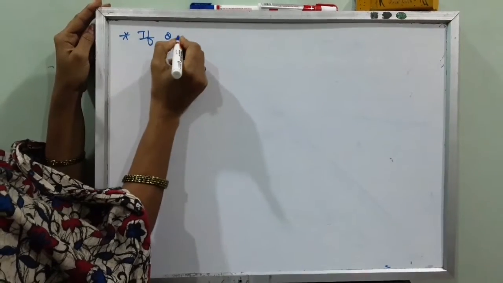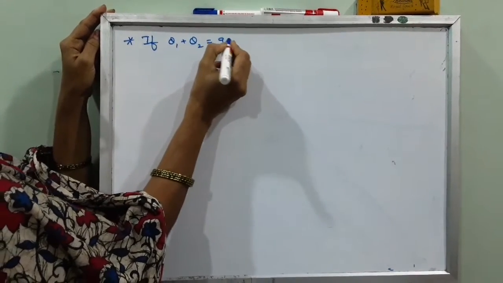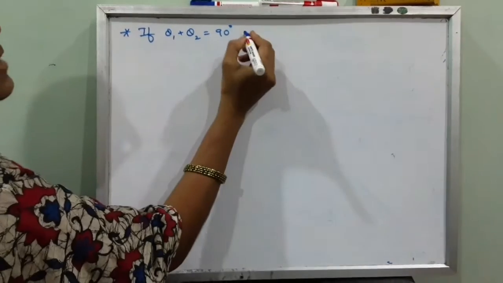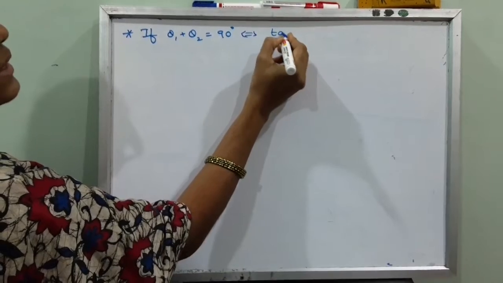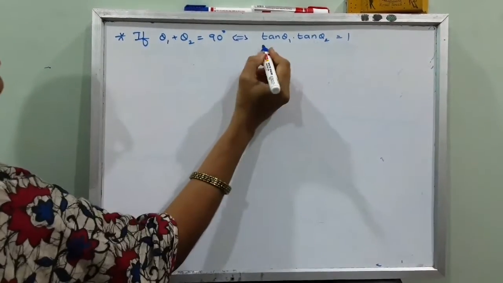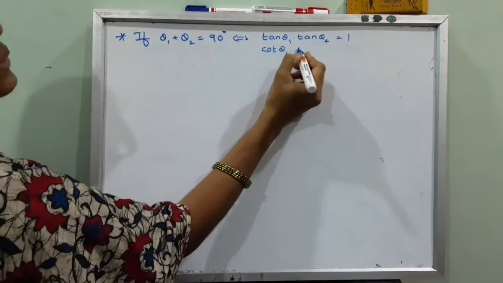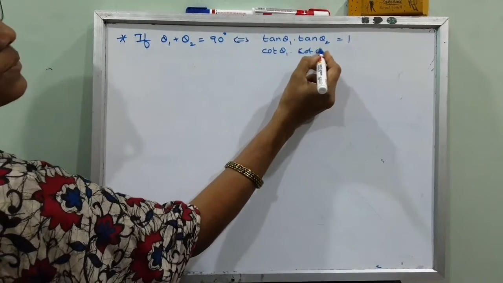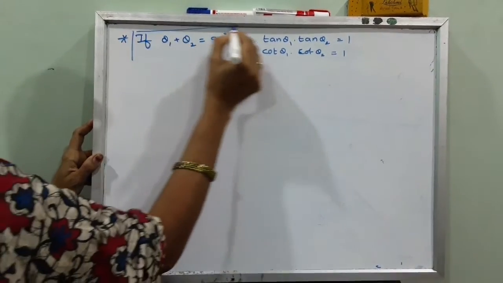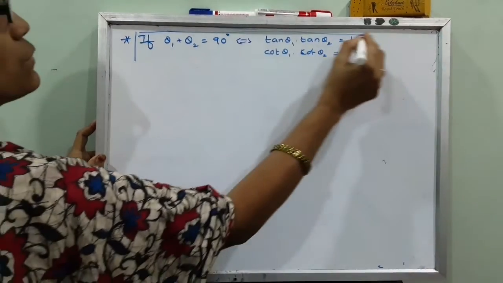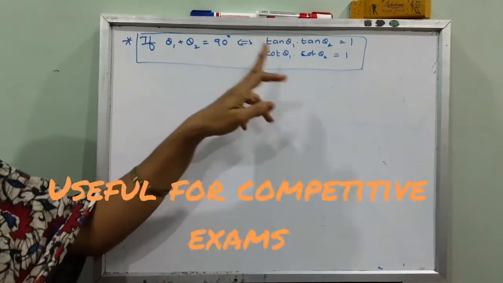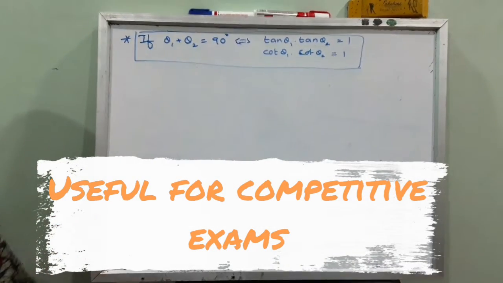If theta 1 plus theta 2 is 90 degrees, or angle A plus angle B is equal to 90 degrees, if and only if tan theta 1 into tan theta 2 is equal to 1, if and only if cot theta 1 into cot theta 2 is equal to 1. Also, if theta 1 plus theta 2 is equal to 90 degrees, if and only if tan theta 1 into tan theta 2 is equal to 1, also if and only if cot theta 1 into cot theta 2 is equal to 1.